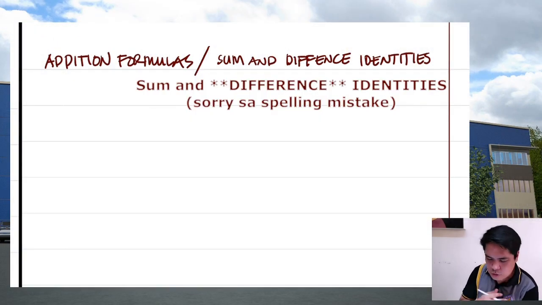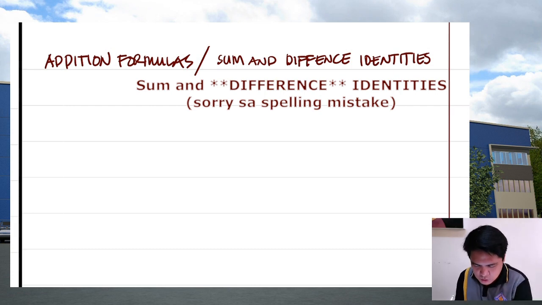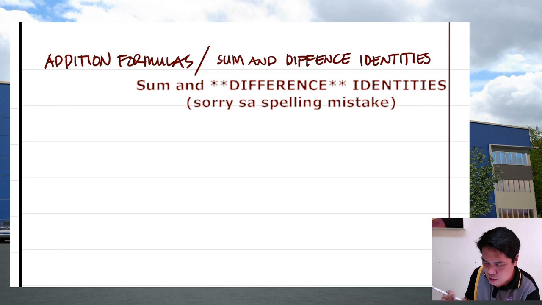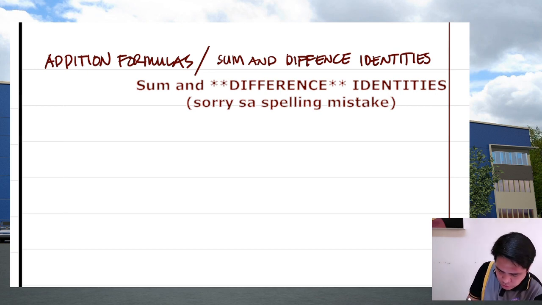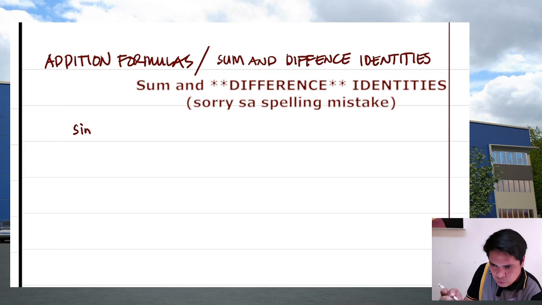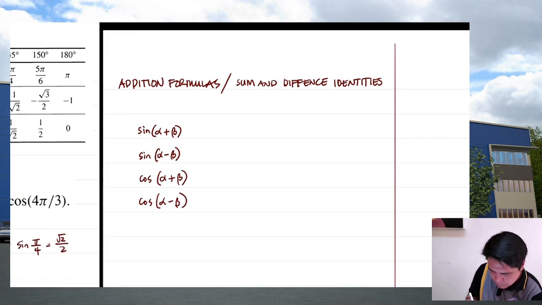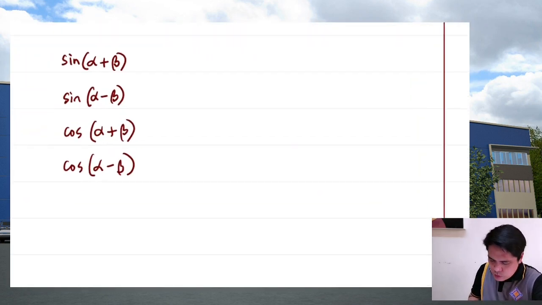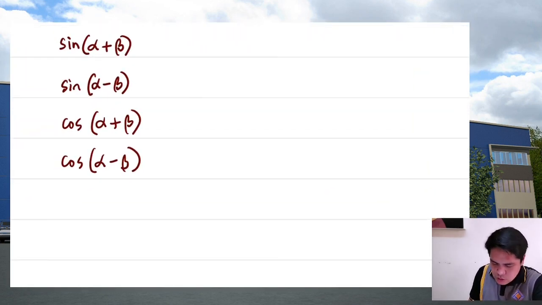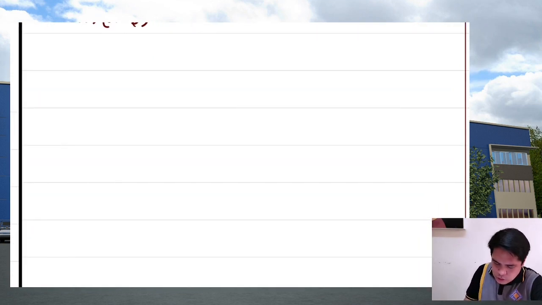Let us proceed to addition formulas, or it is sometimes called the sum and difference of two angles identities. Suppose you have two angles alpha and beta. We'd like to derive the value for sine alpha plus beta. We also want to derive the value for sine alpha minus beta, cosine alpha plus beta, and cosine alpha minus beta. Okay. So, ang una natin gagawin is to plot etong values na to, either alpha plus beta or alpha minus beta. So, how about if we illustrate it like this?